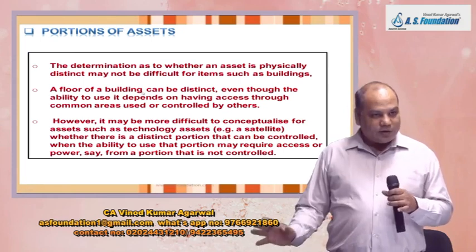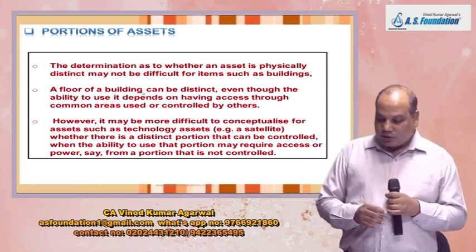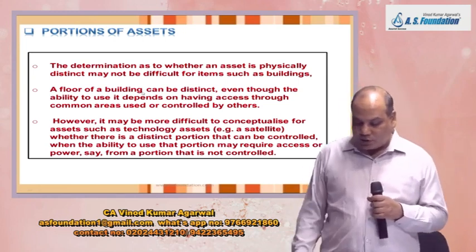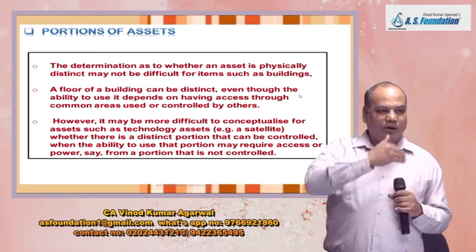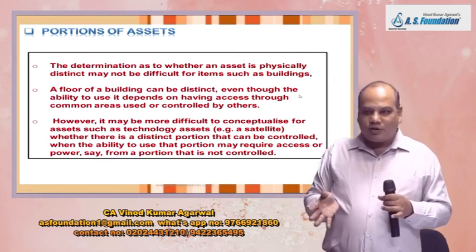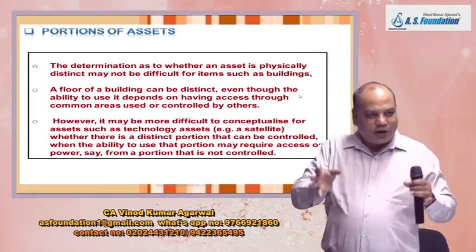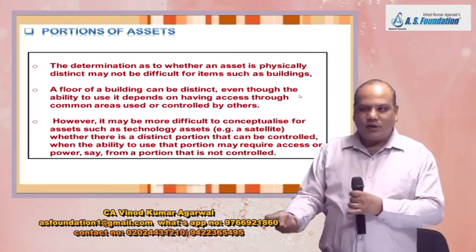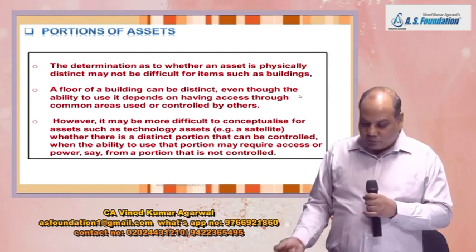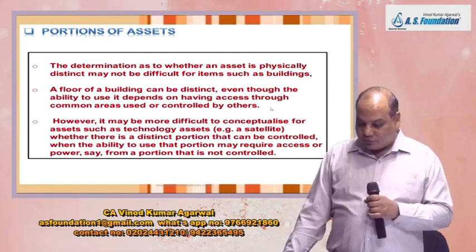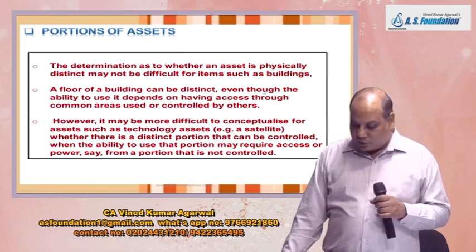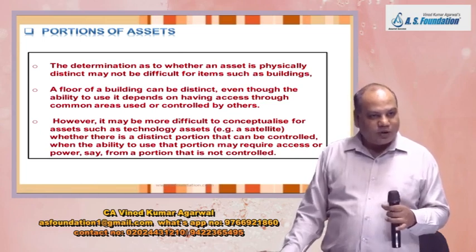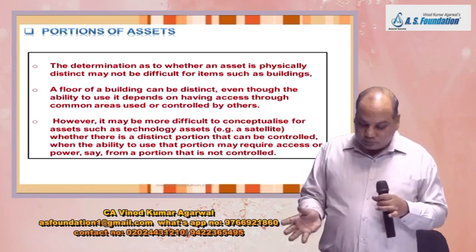Now the author has given some comment on these provisions of the standard. The determination as to whether an asset is physically distinct may not be difficult for items such as a building. Like this is the building. Each one of us who has taken this premise on rent, we know this is our portion and we can use that asset the way we want. A floor of a building can be distinct, even though the ability to use depends on having access through common areas used or controlled by others. Of course, the right to access this building sometimes is affected because there is a common area.